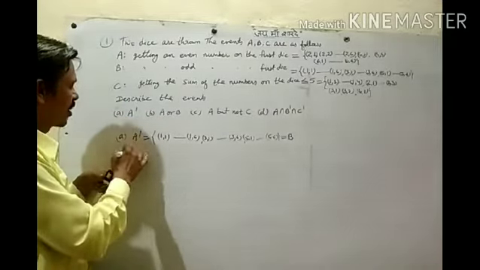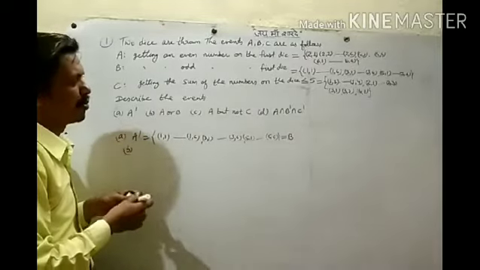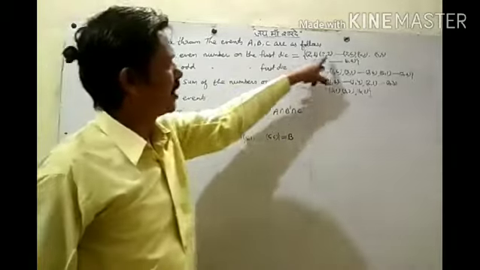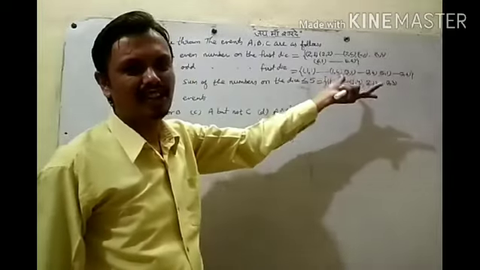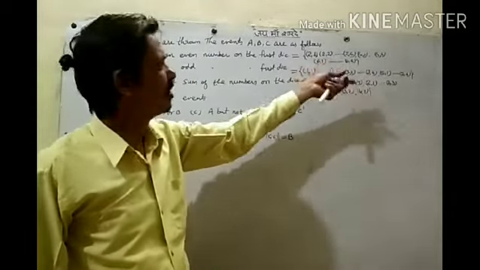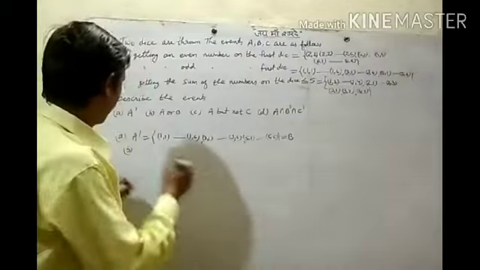Then the answer of the second: A or B. We need A or B, so A set, B set. Now we need their union, right? So if the set is clear, we can find the union. So this is the set A union B.